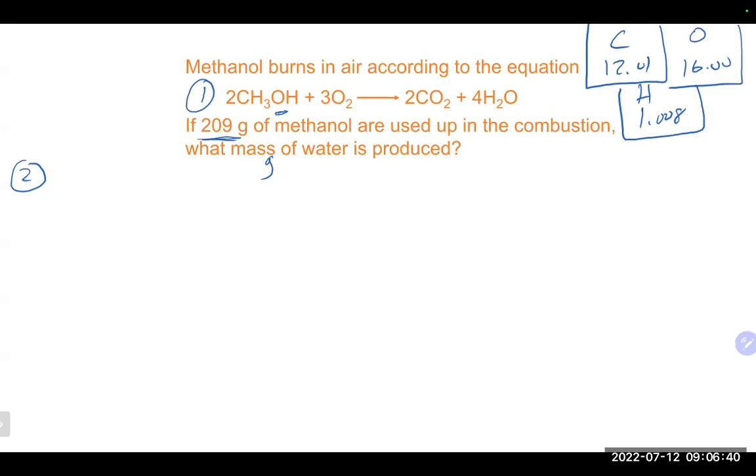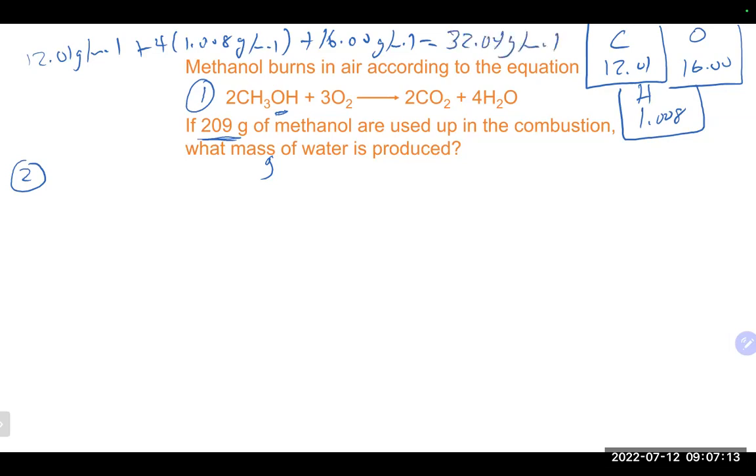Once again, here we would need the molar mass of methanol, which looks like 12.01 plus we got 4 hydrogens there, 1.008. And we got an oxygen, which is 16 grams per mole. And that's going to give us 32.04 grams per mole as our molar mass.